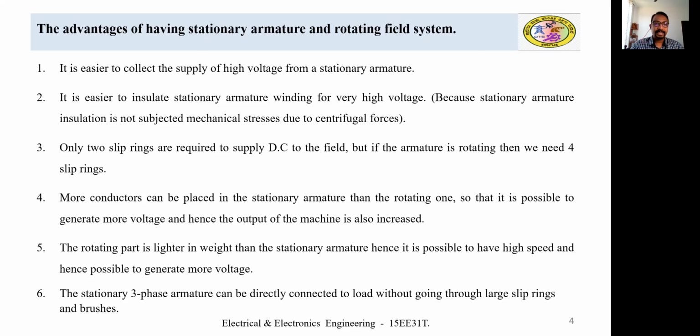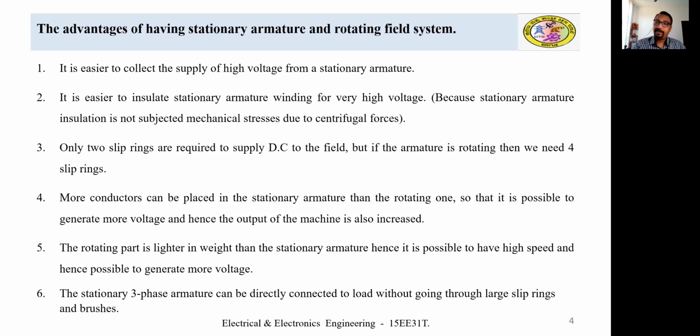The fifth advantage is that if the armature is stationary, we have to rotate only a lighter part. That is, the field system is a lighter part which can be rotated very easily. And the last one is that the stationary three-phase armature can be directly connected to the load.